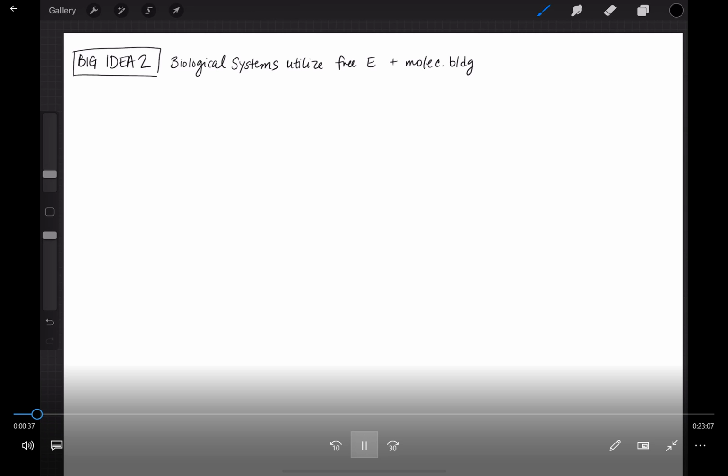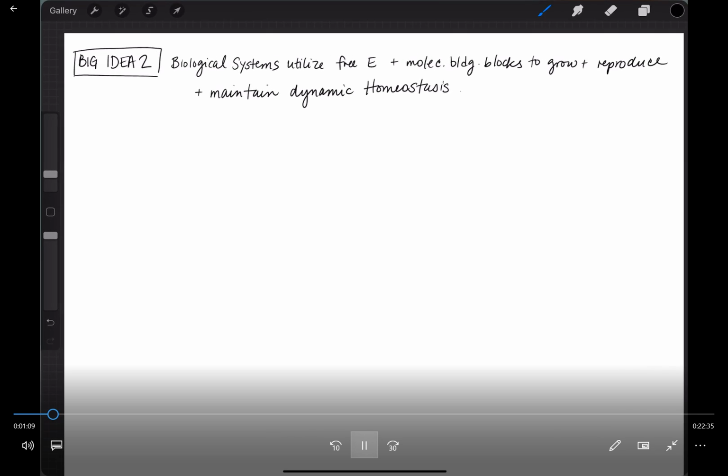Okay, so Big Idea 2 states that biological systems utilize free energy and molecular building blocks to grow and reproduce and maintain dynamic homeostasis. Dynamic homeostasis. So that's a really packed sentence, and I'm going to break it down for us. Starting with the bit about biological systems utilizing free energy. So let's start with that.